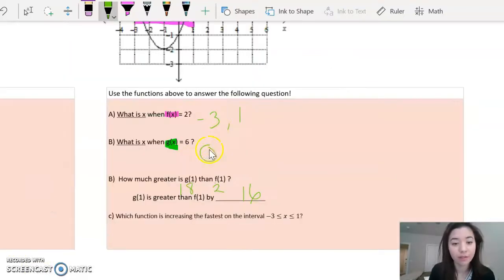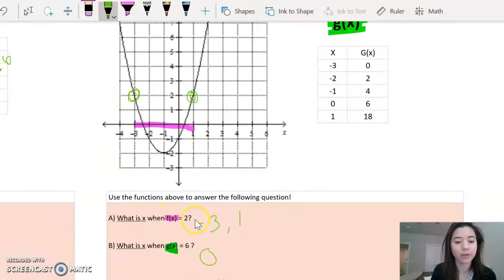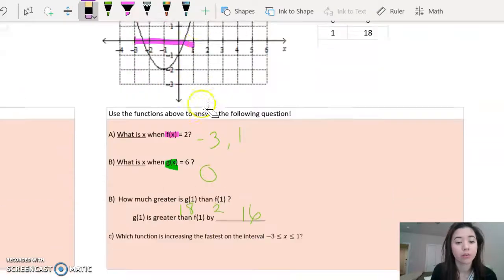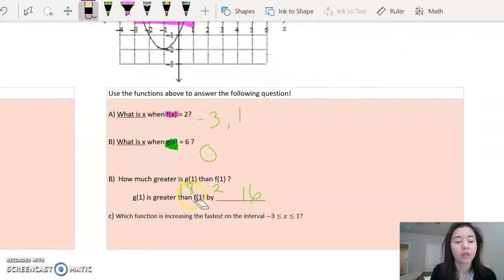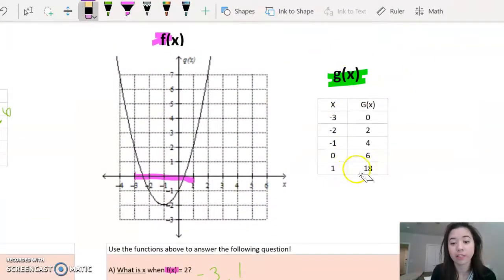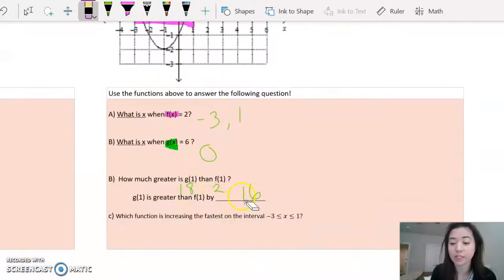Alright, so our answer for the first one, what is x when f of x is 2? You could have two answers. When y is 2, x can either be 1 or it can be negative 3. For the next one, g of x is 6, we get 0. g of 1 is 18. f of 1 was 2, so g of 1 is greater than that by 16.